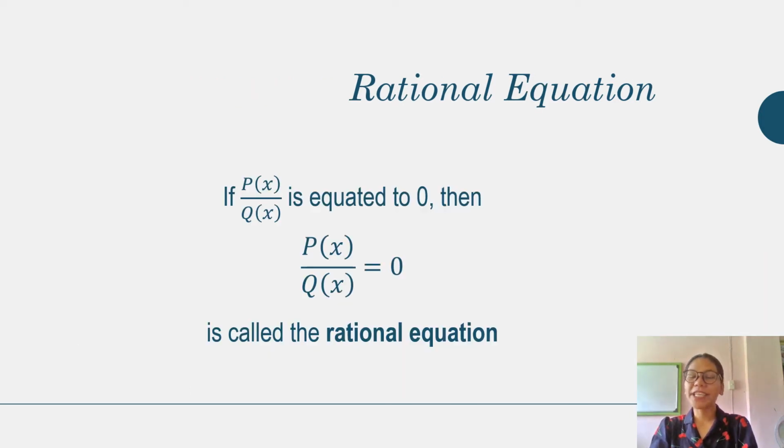Okay, so we have here a rational equation. So what is a rational equation? If p of x over q of x is equated to 0, then p of x over q of x equals 0 is called a rational equation. Okay, if you have the equal sign here, with the function equal to 0, then that means you have a rational equation.